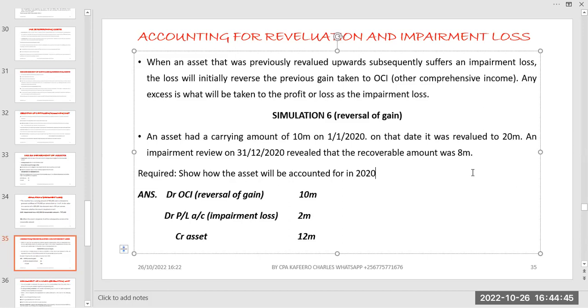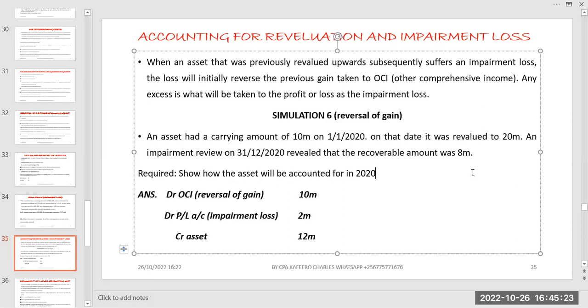Remember in the first scenario, when we got the revaluation gain, we said we debit the asset, because the asset is increasing. We debit the asset by 10 million. That is the difference, because it had 10 million as the carrying amount. So when you added the 10 million, it reached 20. You debit the asset by 10 million, then we credit the OCI, or the statement of comprehensive income, by the 10 million.